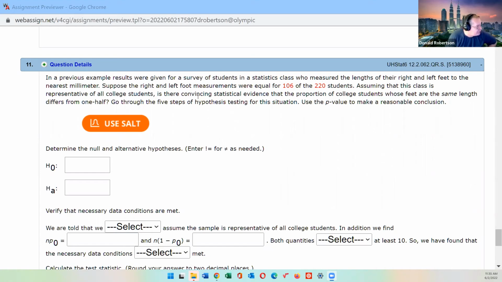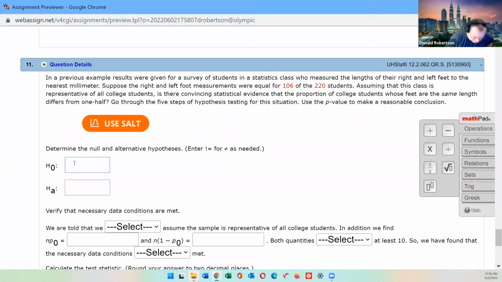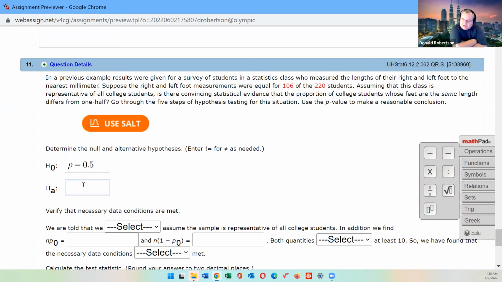Is there convincing statistical evidence that the proportion of college students whose feet are the same length differs from a half? Okay, and let's go through the steps. Well, P equals a half. Now, when they say differs, what do you think they're saying? Greater than, less than, or not equal to?